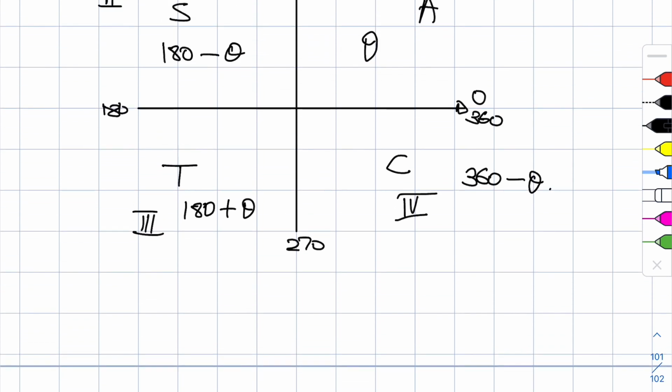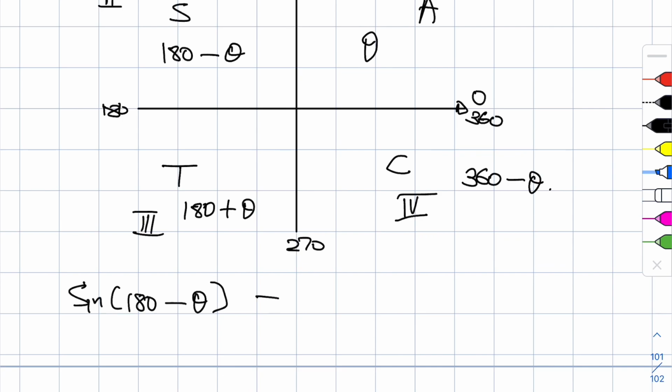Let's move on. Now, if I say to you, work out the value of sine 180 minus theta. We know that the answer is going to be sine theta, so it's only a matter of whether it's positive or negative. 180 minus theta is telling us the quadrant. Here the quadrant is quadrant number 2, and we know that sine is positive. Therefore, this is positive sine theta.